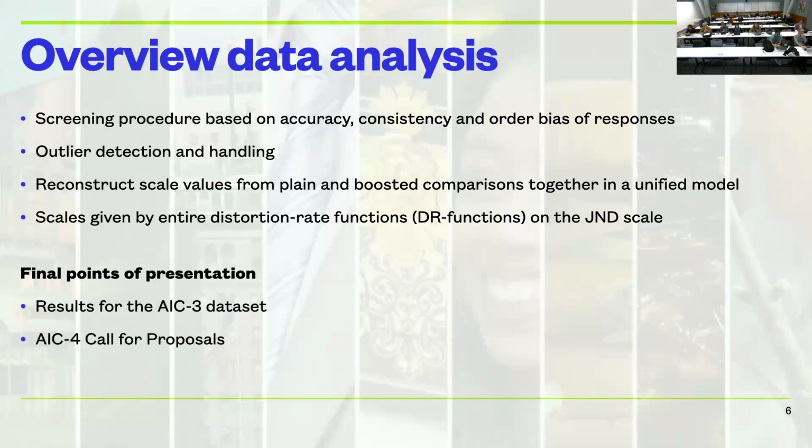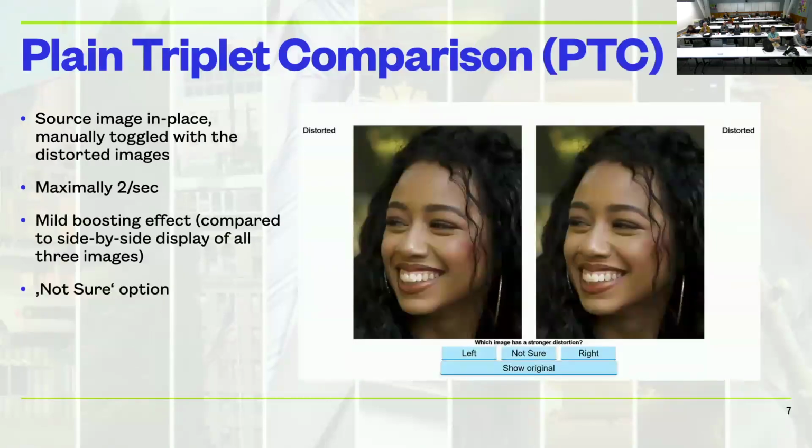At the end, I will talk about the results for our ASC3 data set and our ASC4 call for proposals for metrics. Okay, so start with the plain triplet comparisons, where we have the source image in place, manually toggled with distorted images. So on the right, you see the interface. There are two distorted images. They're slightly different, and the question is, which image has a stronger distortion?